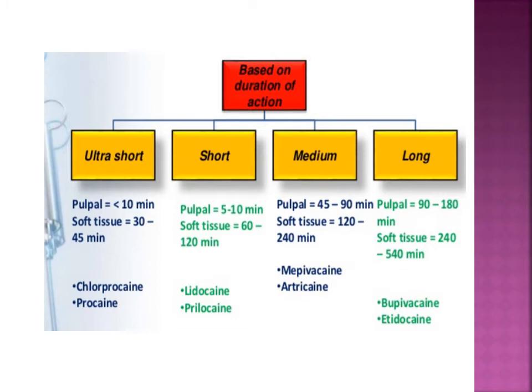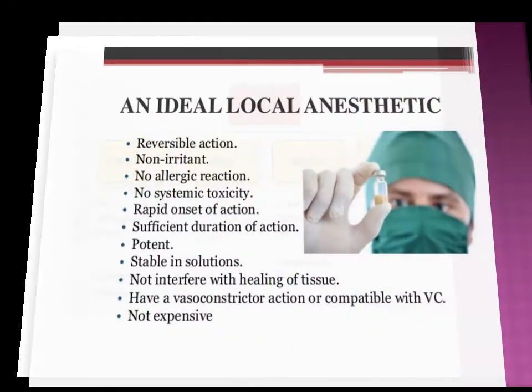Here is one chart based on duration of action. Local anesthetics can be divided into four. Ultra short, example is procaine. Short, example is lidocaine. Medium, example is mepivacaine. And long, example is bupivacaine. This chart is very important for MCQ questions.